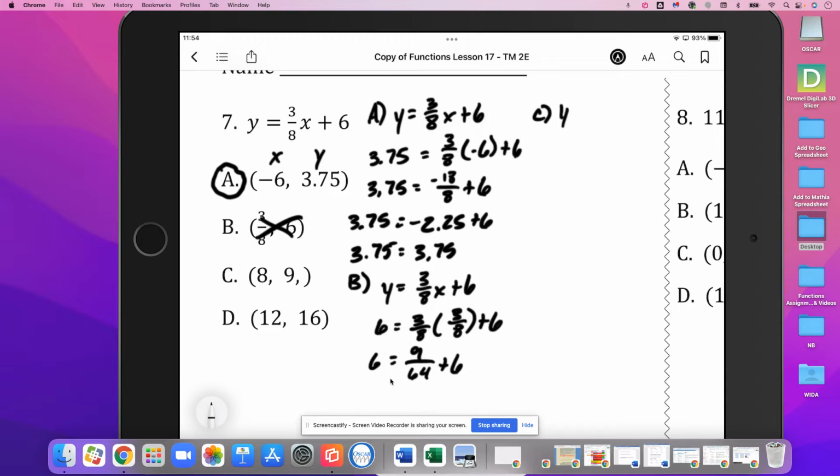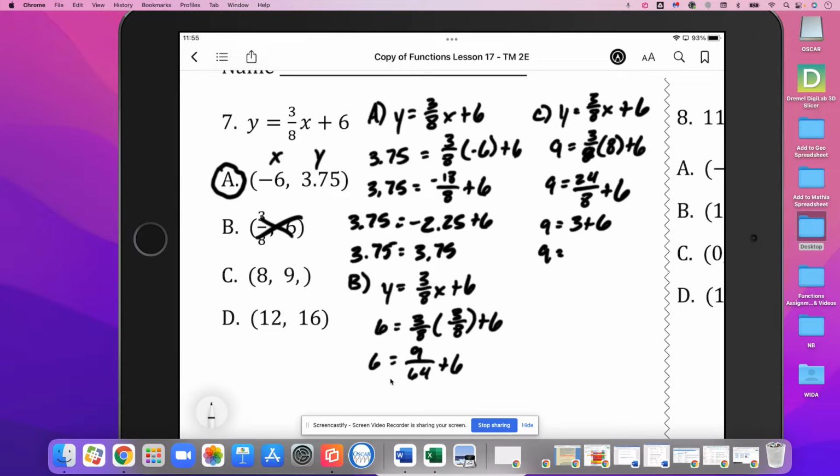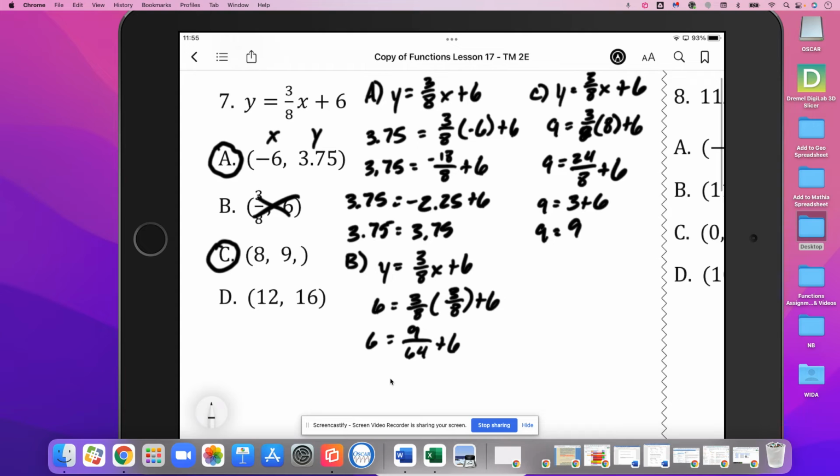C, again, we've got y equals 3/8 x plus 6. And our y value is 9. So 3/8 times 8 plus 6. And so we've got 9 equals 24 over 8 plus 6. 9 equals 3 plus 6. And yes, 9 is equal to 9. So C does satisfy the function.